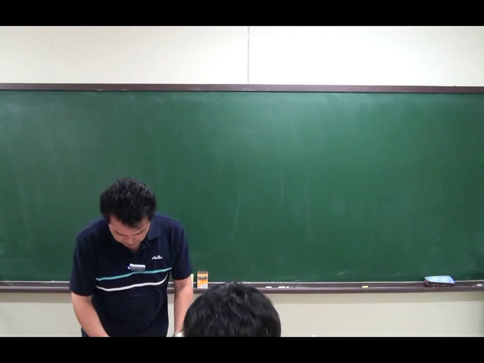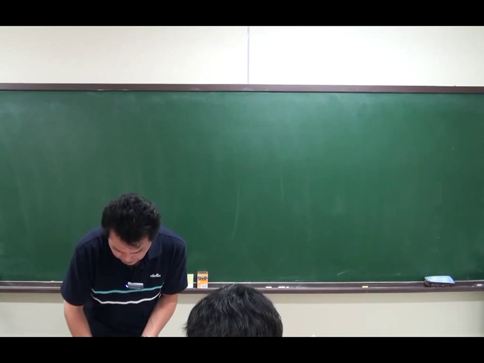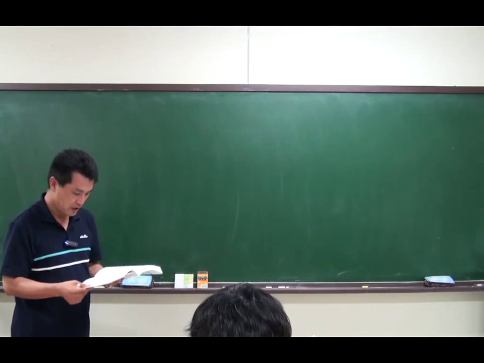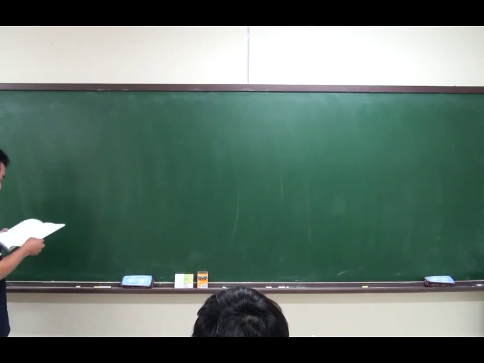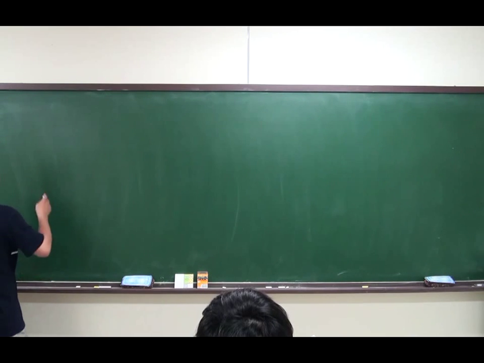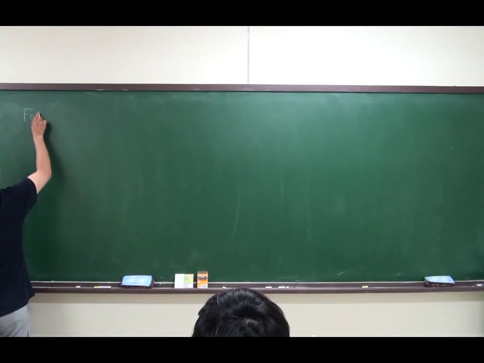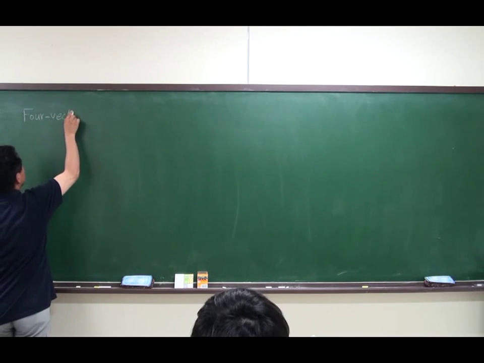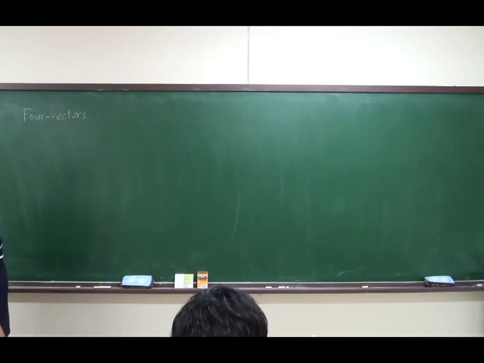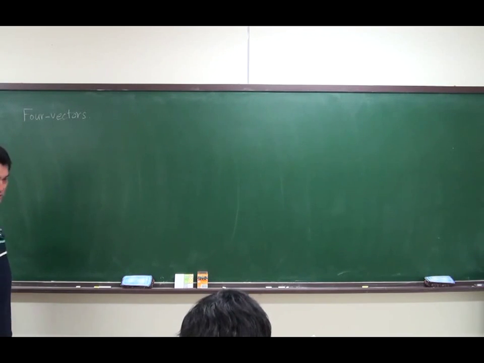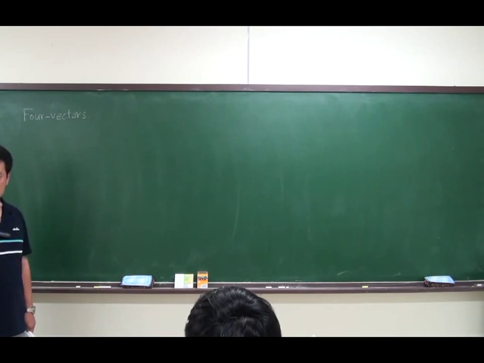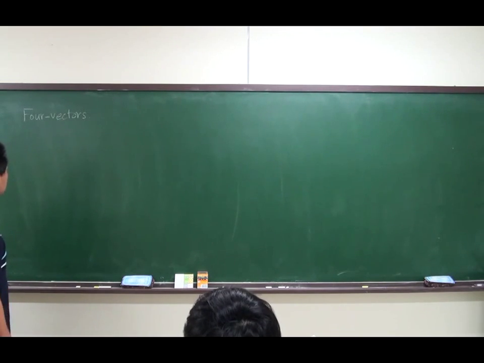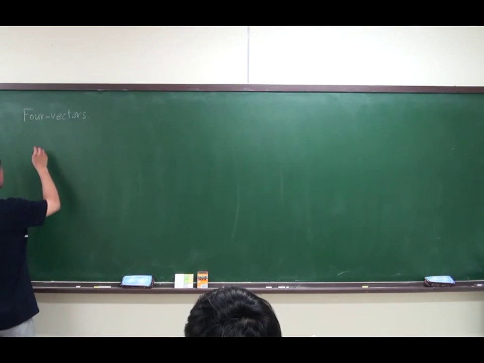Okay, let us study chapter 17, Lorentz invariance and 4 vectors. 17.1, 4 vectors. Four vectors means that it is a vector composed of 4 components, but it is different from Euclidean 4 vector. It is defined in the Minkowski space.